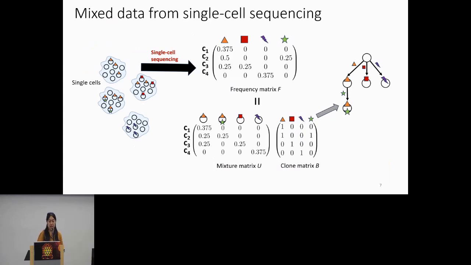And our idea is that from the frequency matrix F, with rows being cells and columns being mutations, we want to factorize it into a mixture matrix U, which tells us what mitochondrial clones are present in every cell, and a clone matrix B, which tells us what mutations are present in each clone. It has been shown that there's a one-to-one correspondence between the clone matrix B and the mitochondrial clone tree shown on the right of the screen. And here we make a simplifying assumption that this mitochondrial clone tree is a perfect phylogeny, where a mutation is gained once and subsequently never lost.